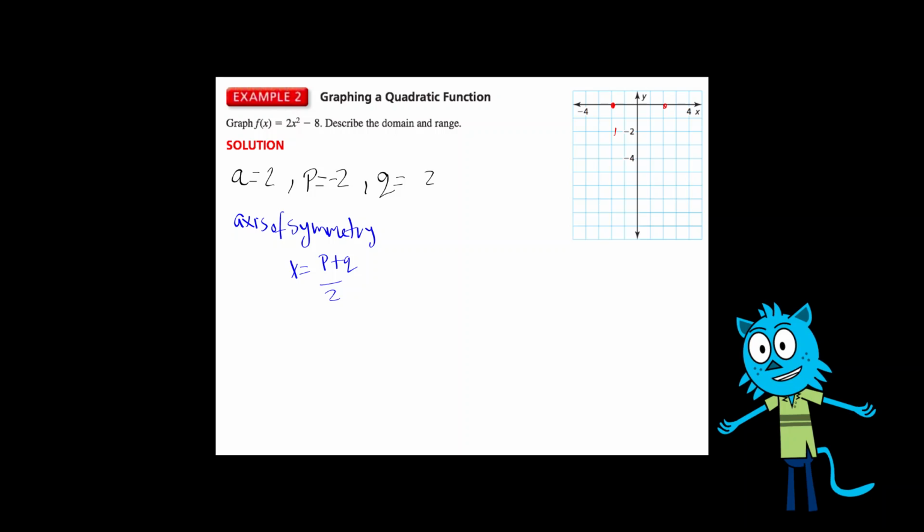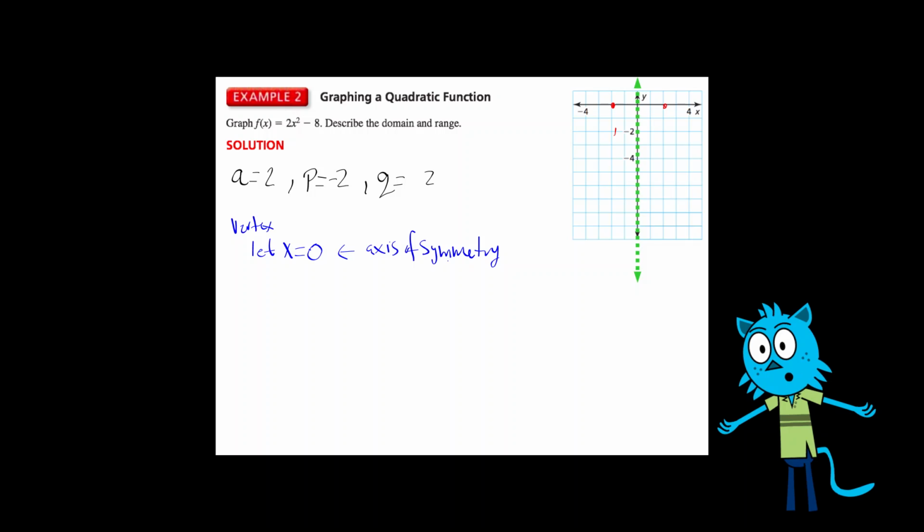That means that our axis of symmetry is at x equals 0, which is in fact the y-axis. Let's go ahead and graph that line. So we know that the vertex is going to be on the y-axis. Let's find that vertex. We know that x is equal to 0. We'll do our substitution and see what we get for the y-coordinate of that vertex.